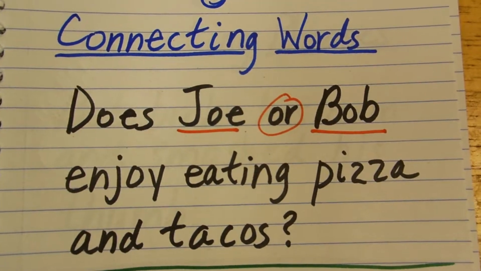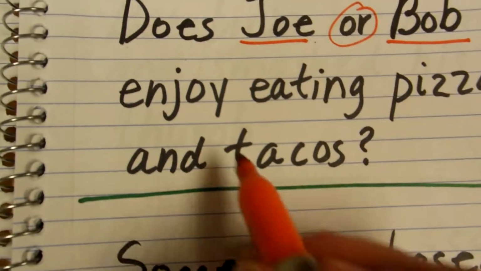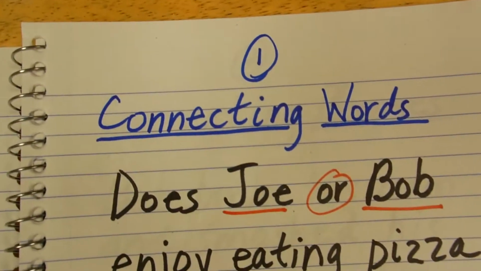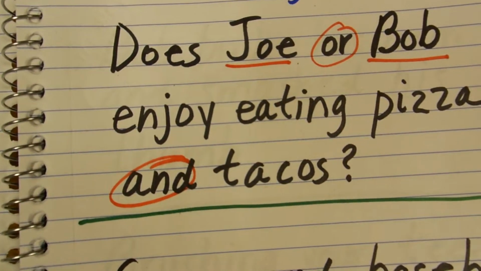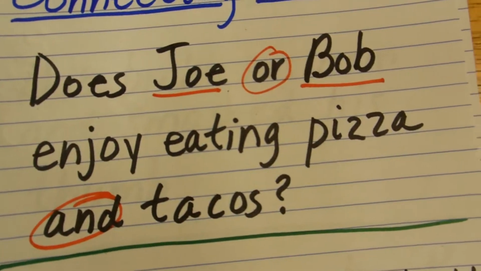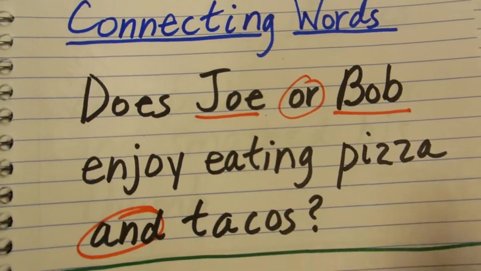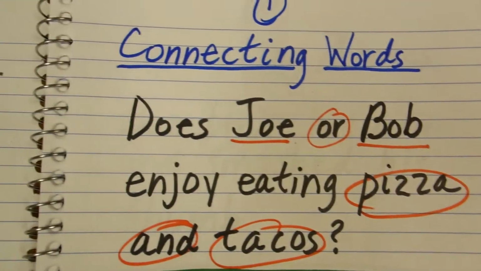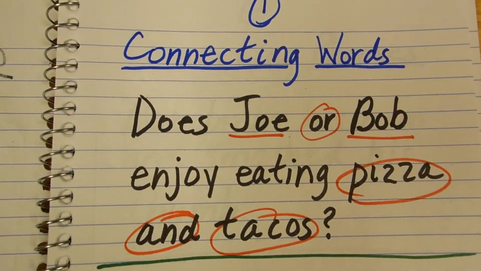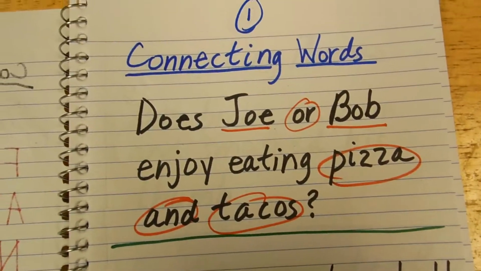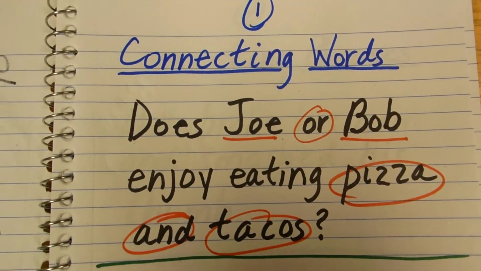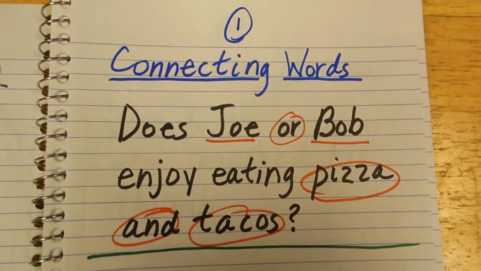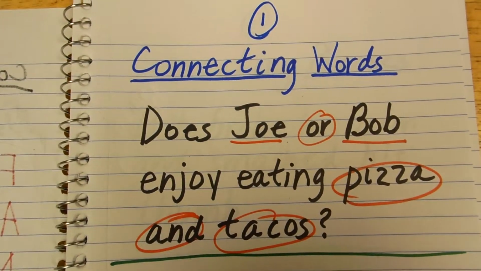If you continue down the sentence, you'll see that there's also another conjunction, and it is and. Well, then we have to ask ourselves, if it's connecting 2 words, which the paper tells you it is, what 2 words is it connecting? Does Joe or Bob enjoy eating pizza and tacos? In this case, the word and is connecting pizza and tacos. So the job of coordinating conjunctions is to connect words. And sometimes those words that are being connected can be the subject of the sentence, and sometimes they can be the object of the sentence.